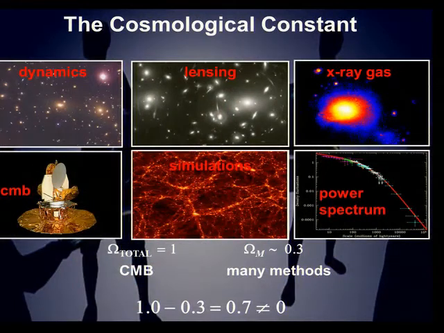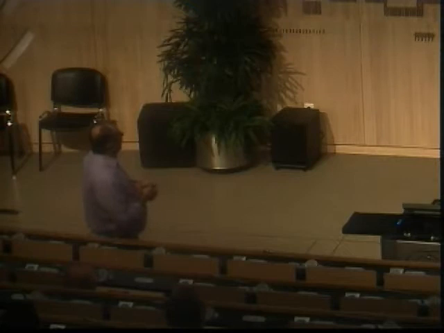The total value of omega that comes from the CMB is close to 1. Omega matter is approximately 0.3, and this comes from many methods that we talked about in the first lecture. So let's do the following sophisticated mathematical operation of subtraction. Okay, follow me here. 1 minus 0.3 is 0.7. Let me repeat that in case there are string theorists here. 1 minus 0.3 is 0.7.